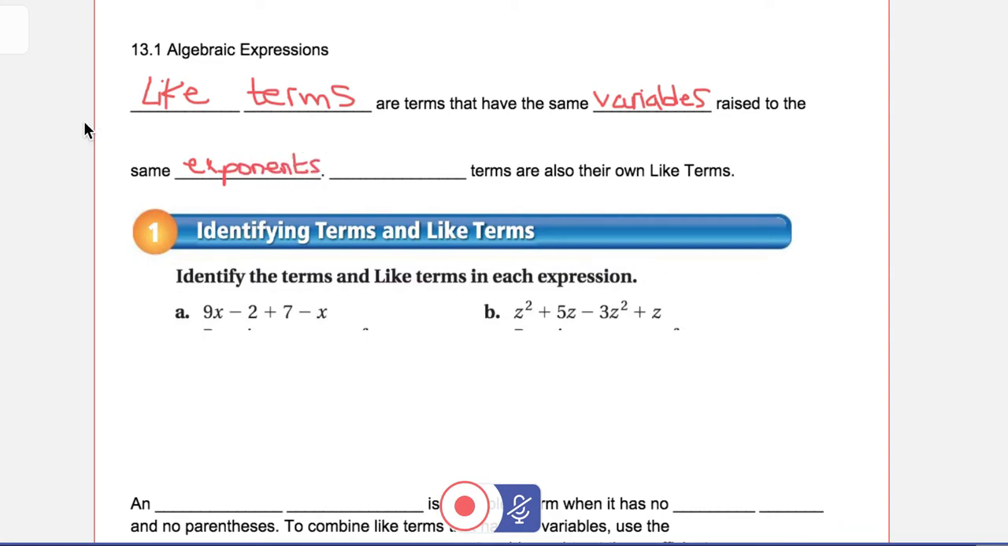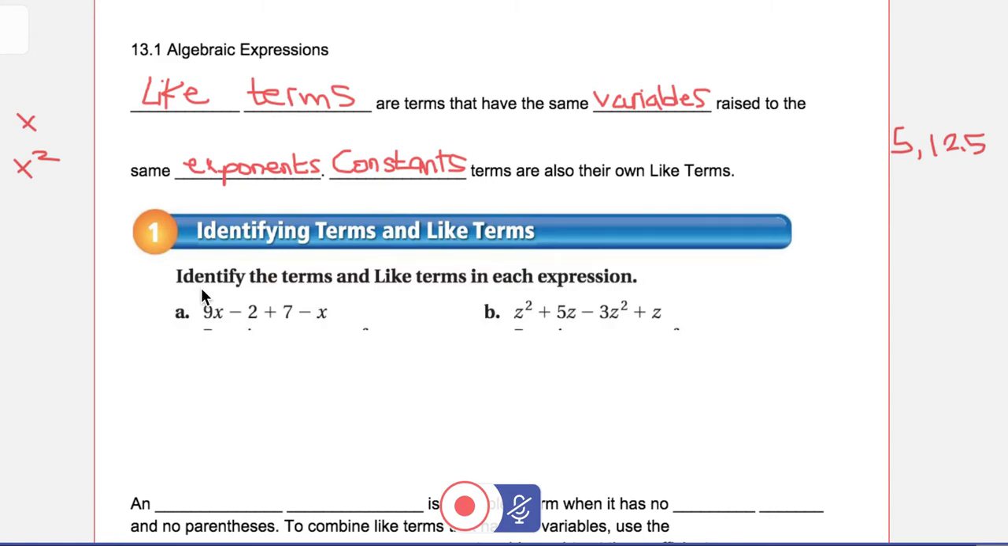Meaning, remember, like terms, x is a different term than x squared. So x and x squared are two different terms because they have different exponents. So that's all that means. And then constants are also their own like terms. Remember, constants don't have a variable. Any number without a variable is a constant, like 5, or 12.5, that's a constant because it's a value that's not changing. These are both like terms. I can combine 12.5 and 5.